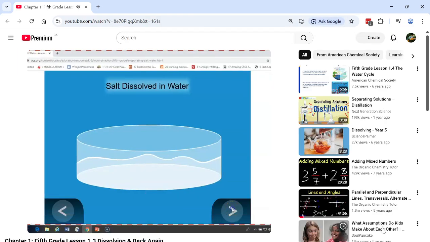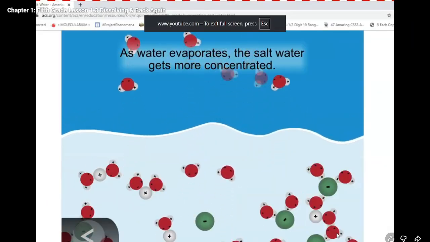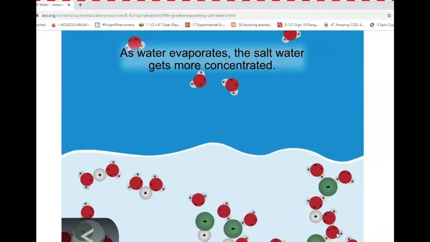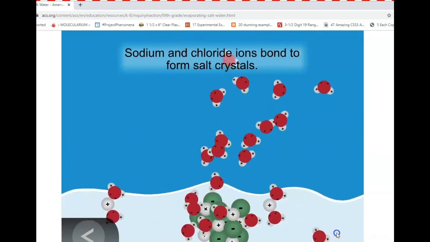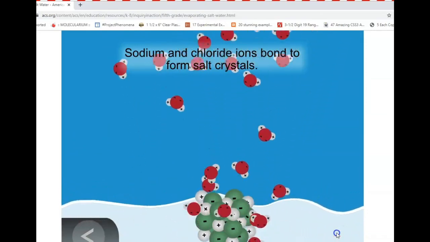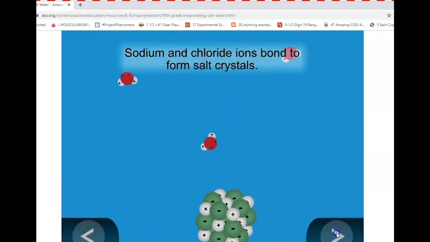So here's the dish of water, and if we look very closely, the water molecules are evaporating, and as they evaporate, the concentration of the sodium and chloride ions increases, and the charges bring them closer together, and the attractions hold them together, and they recrystallize as salt.